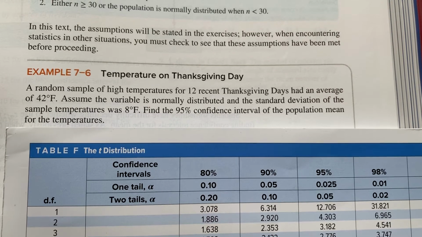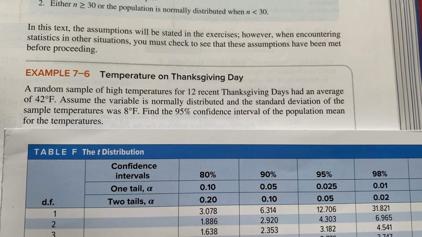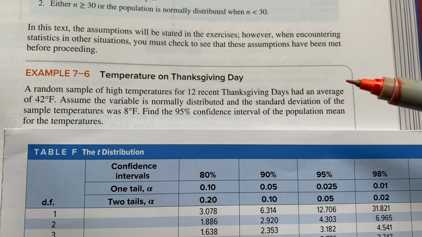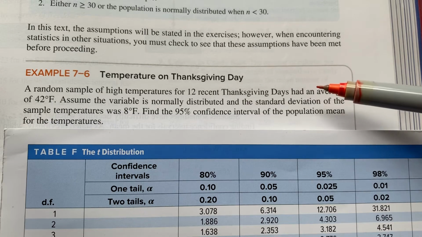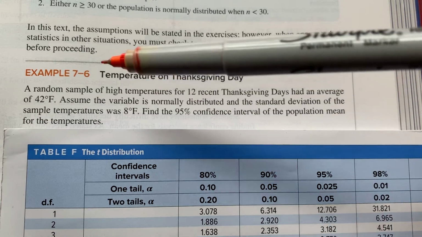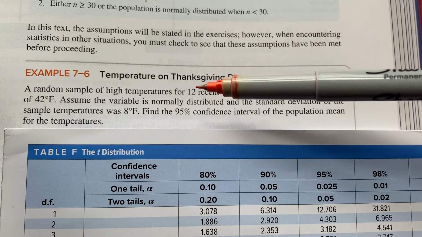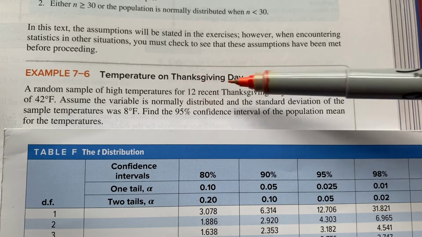All right, so let's work through an example here in the book, example 7-6, temperatures on Thanksgiving Day. If you want to follow us, it's on page 385 in your book. So we have a random sample of high temperatures for 12 recent Thanksgiving days, and it has an average of 42 degrees Fahrenheit. Now they tell us to assume that it is normally distributed.